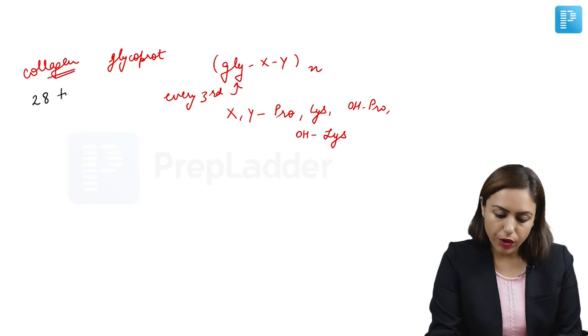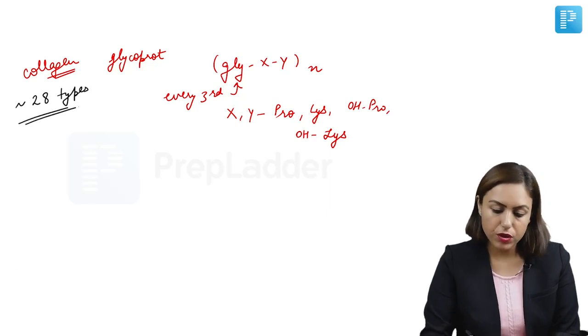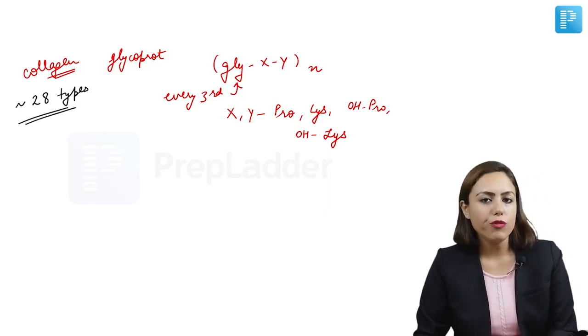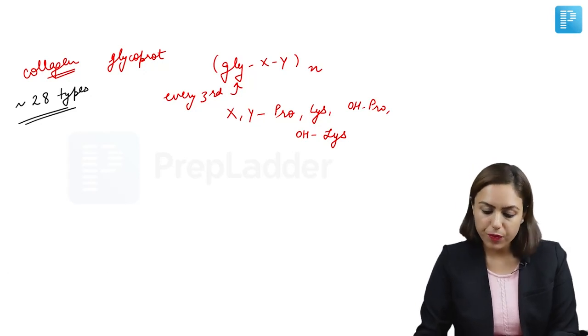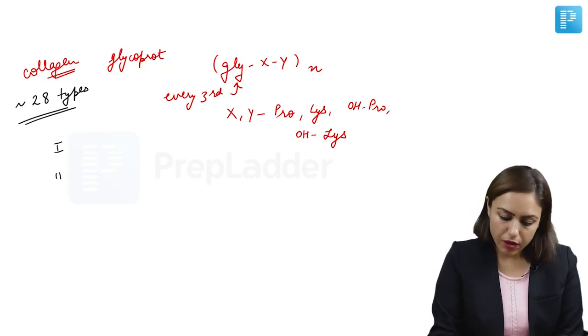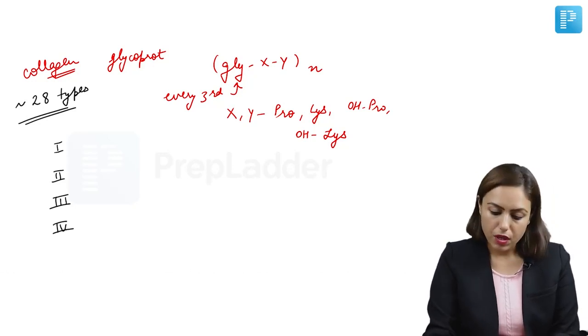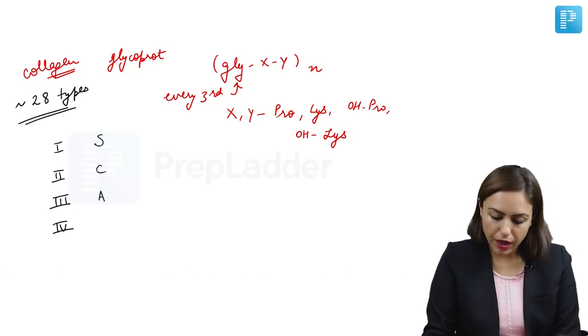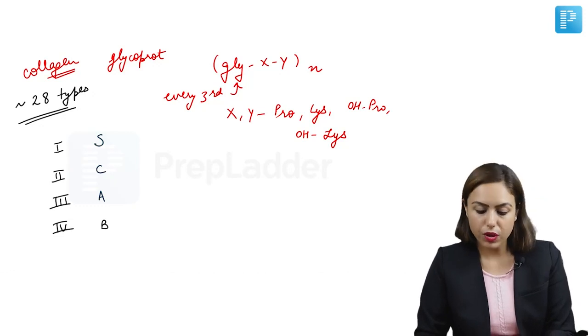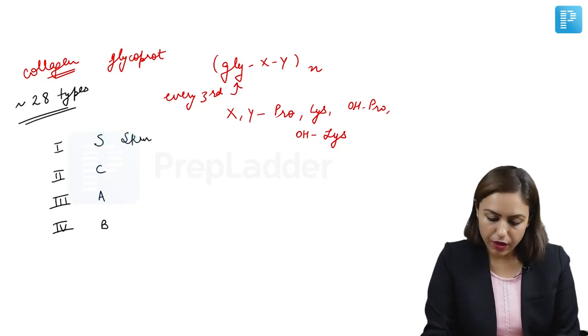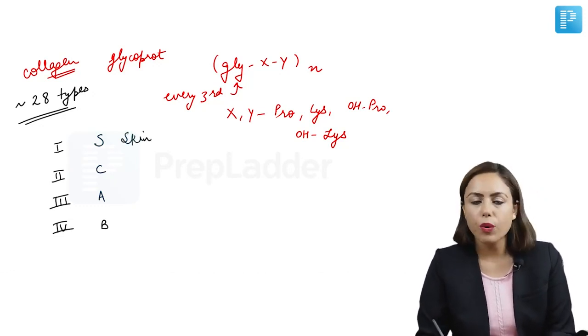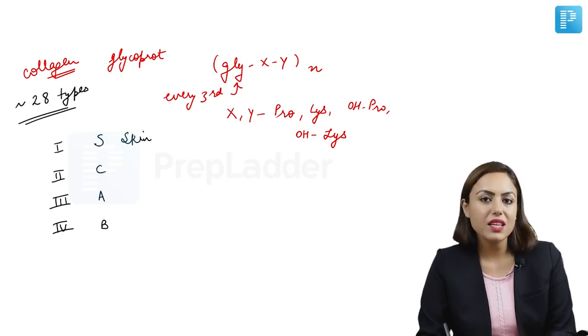Then what are the types of collagen? There are around 28 types of collagen present in the body and only a few are important that we will be doing. So type 1, 2, 3 and 4. Okay. Mnemonic: SCAB, SCAB. Okay. S for skin. Type 1 is present in skin and it is the most abundant type because skin is the largest organ, right?